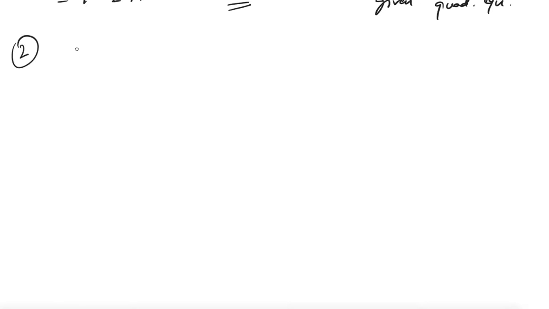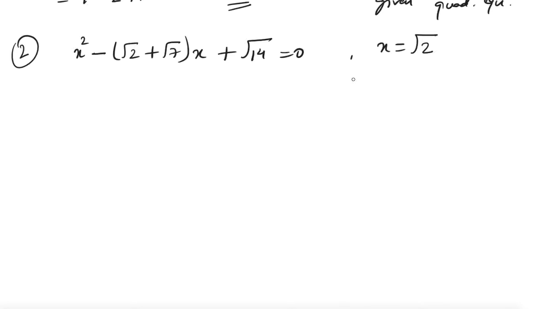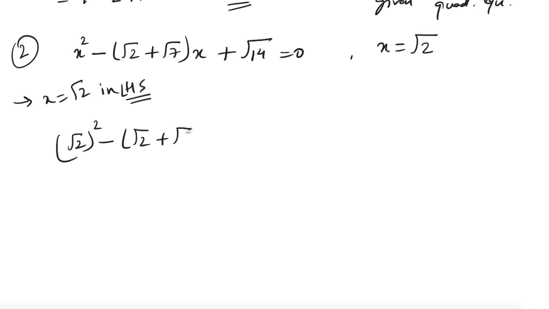Say I have x square minus (root 2 plus root 7)x plus root 14 equals 0, and you need to check whether x equals root 2 is the solution or not. So let us put x equals root 2 in the LHS and see whether this is equal to RHS or not. So what do I have? Root 2 whole square minus (root 2 plus root 7) times root 2, because x is here, plus root 14. After simplifying, what do I have?